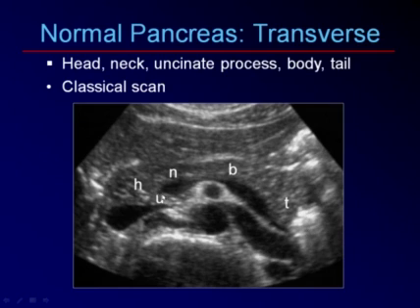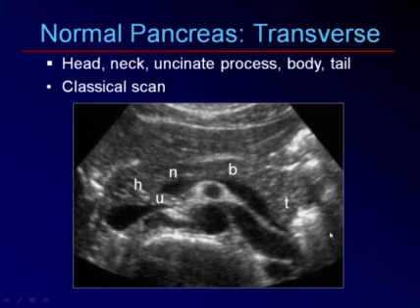And here's a little piece of pancreas that hooks behind the splenoportal confluence and behind the splenic vein. That's the uncinate process of the pancreas. In Latin, uncus means hook, so this is a portion of the pancreas that hooks behind these vessels.